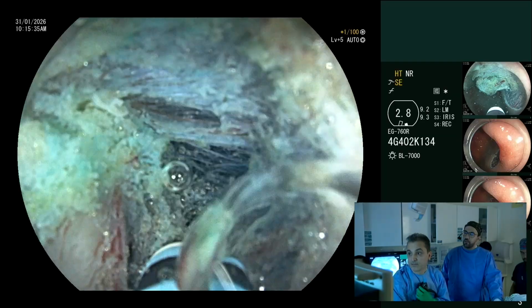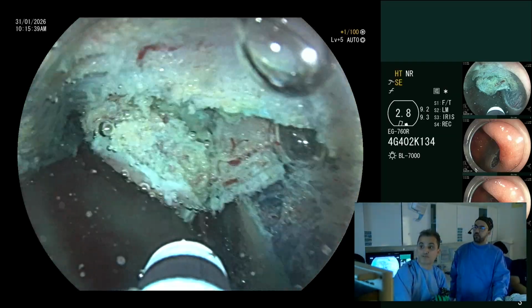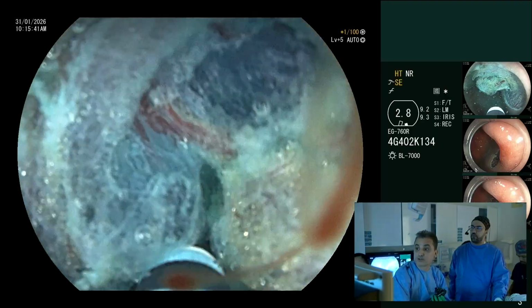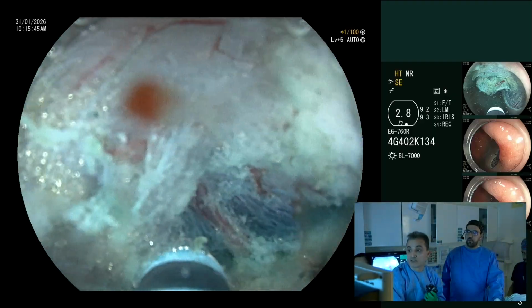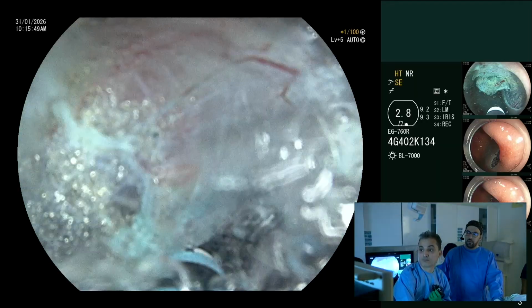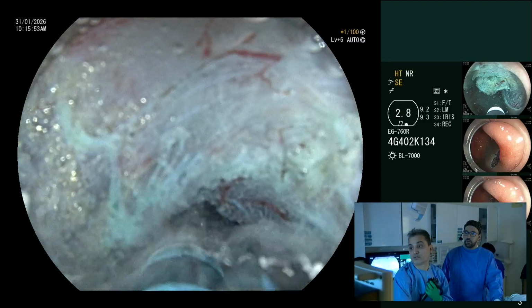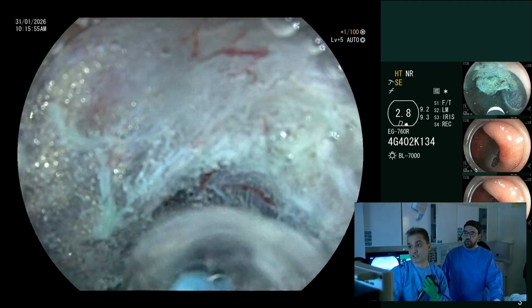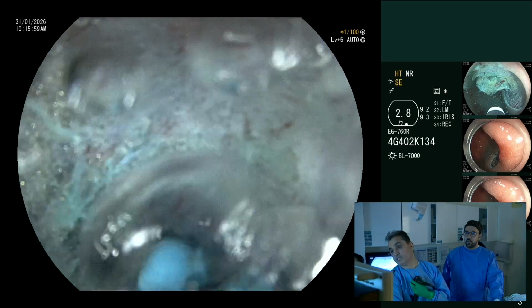So we are doing the entire procedure underwater. The patient is very obese, so we are changing the position to the right lateral. Injection. But the scope maneuverability is very, very bad. So sometimes we have to push the knife too long, and this is very bad for bleeding.